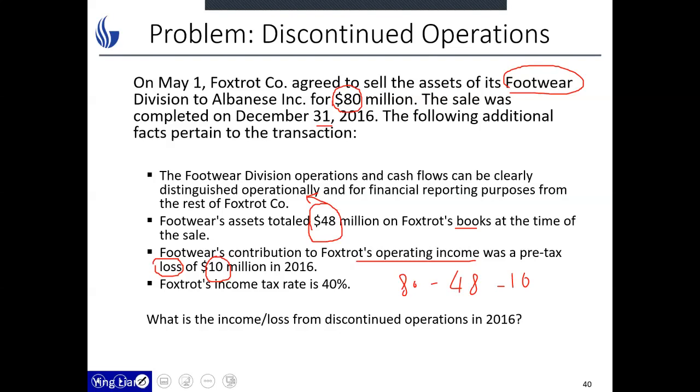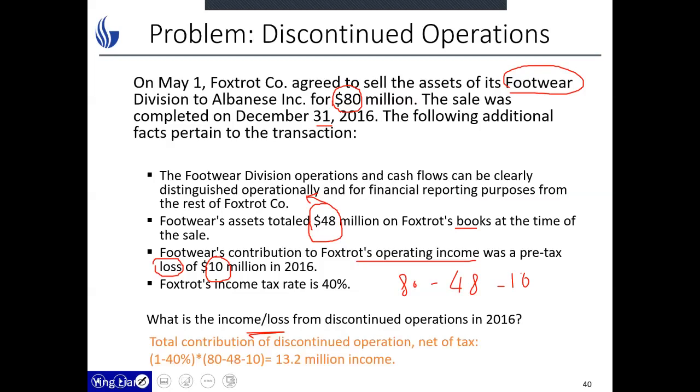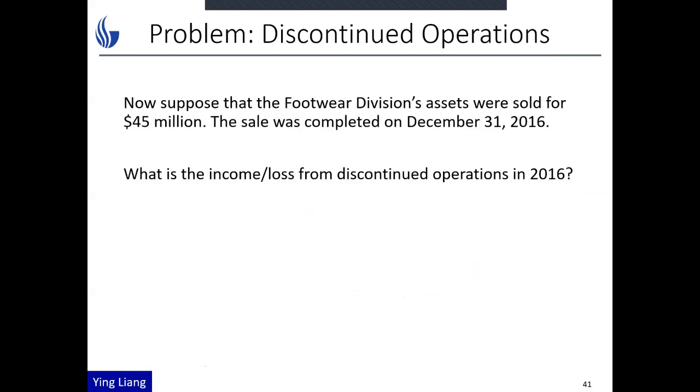This is the pre-tax discontinued ops number. Next is about the tax. You can see this must be a positive number, so we need to have an income tax expense. The net must be the remaining 60% times the rest. Income tax rate is 40%, so 1 minus 40% is the remaining, times the difference between these two numbers: 80 minus 48 is the gain, and negative 10 is the pre-tax loss of the operating income. So we have a 13.2 million positive income.